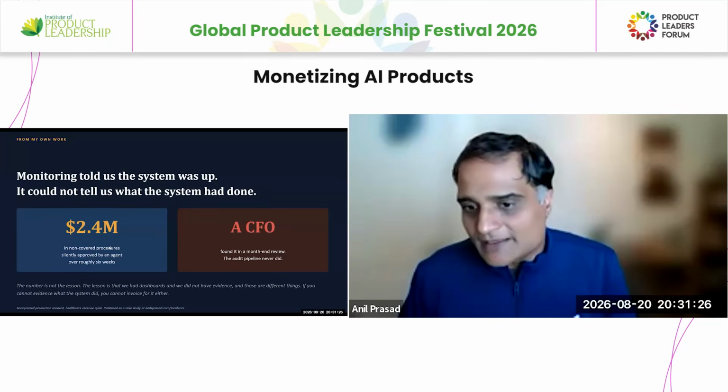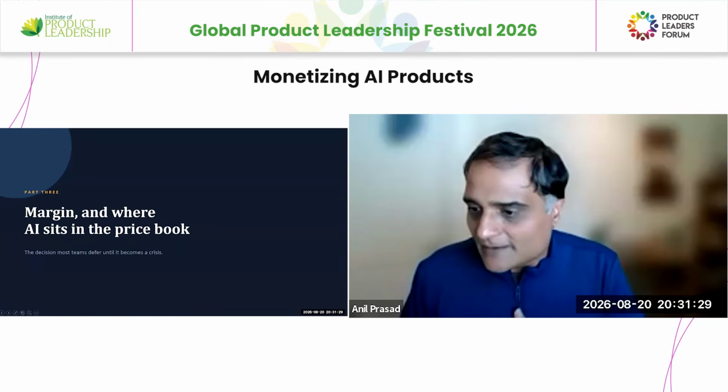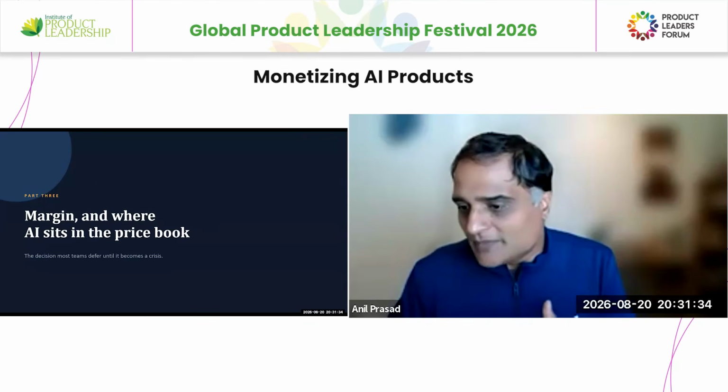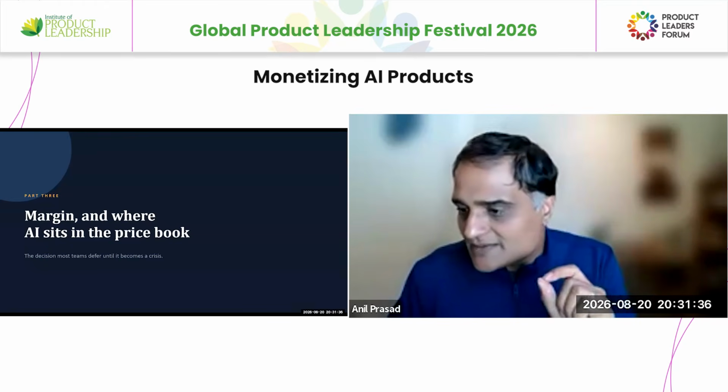The next section, which we'll go through quickly, is margin and packaging. This is about the margin and where AI actually sits in the price book, right?